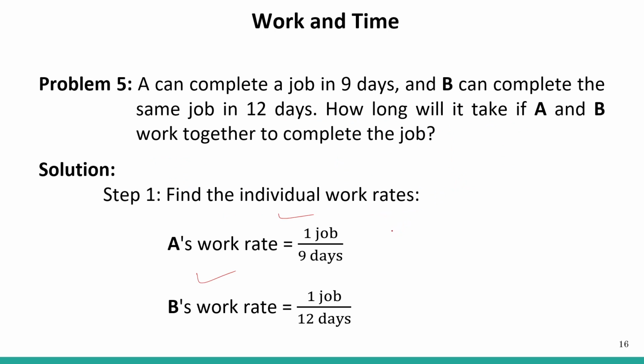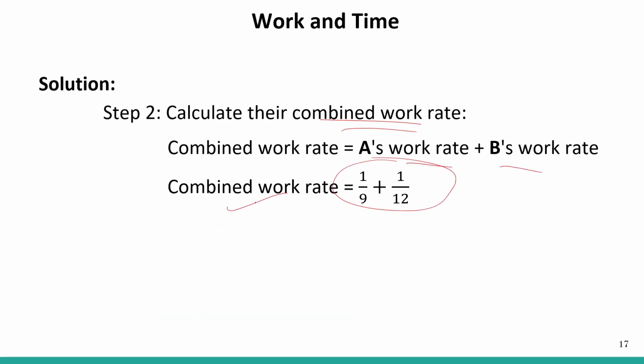Okay, so let's review the question again. If A can complete the job in 9 days only and B can complete the same job in 12 days, so they both have different work speed or work rate. So how long will it take if A and B work together to complete the job? First, we figured out A's work rate and B's work rate individually. Then we summed them up to find the combined work rate, right? So we summed them up and we arrived at 7 by 36.